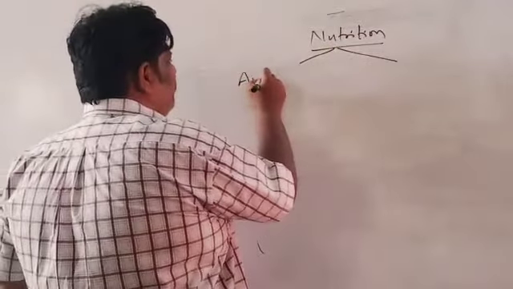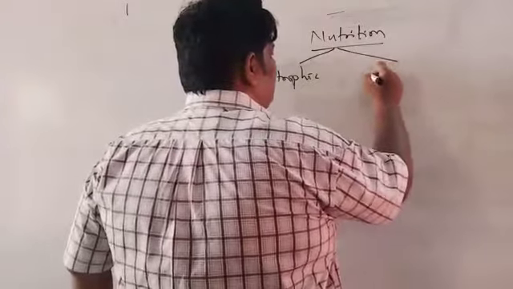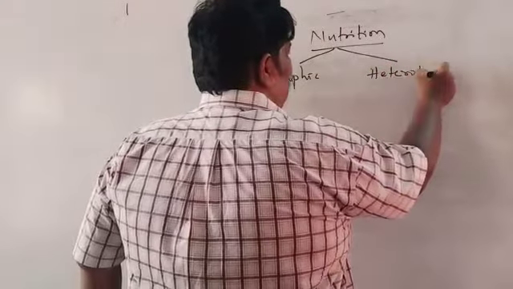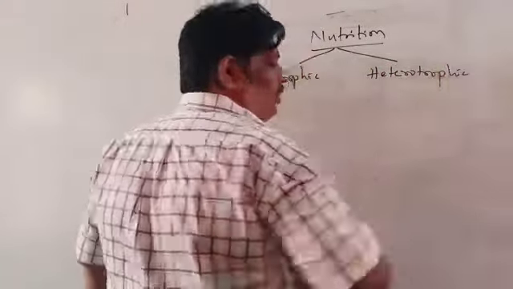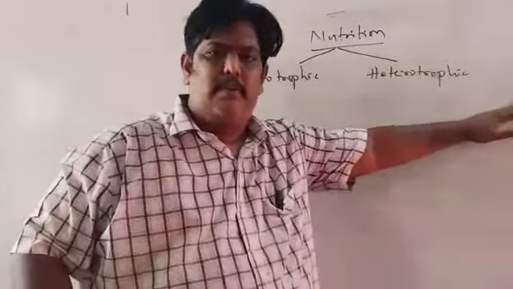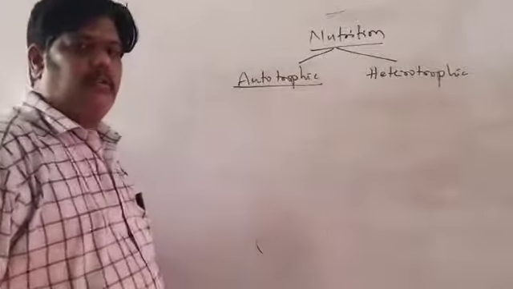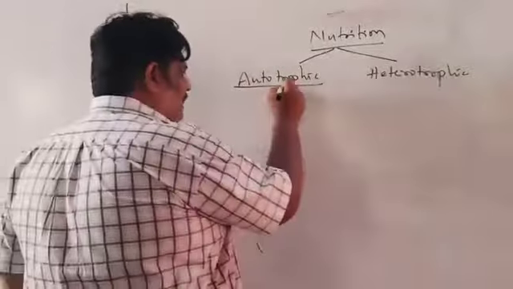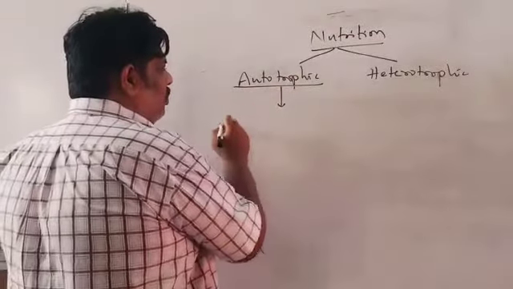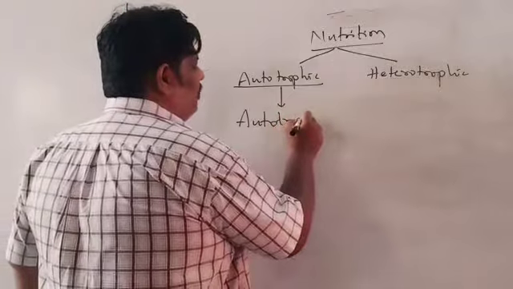One is autotrophic nutrition, the second one is heterotrophic nutrition. Heterotrophic nutrition we will do afterwards, maybe in the next lesson, but now we will go into the autotrophic nutrition. First of all, we have to learn a word called autotrophs.